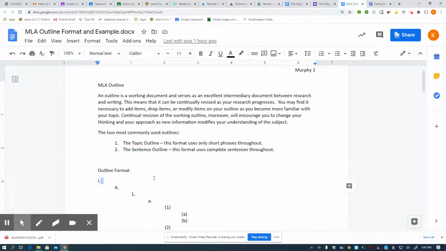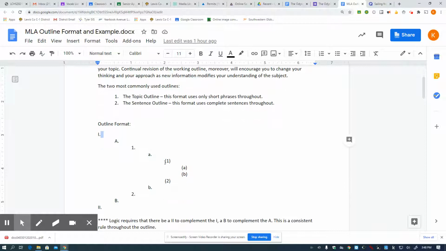For our purposes, for the definition essay outline, you may use the topic outline format. So in other words, you will just need to use short phrases as opposed to complete sentences. Second semester, when we are working on research-based writing, persuasive papers, and research papers, you will use the sentence outline format.